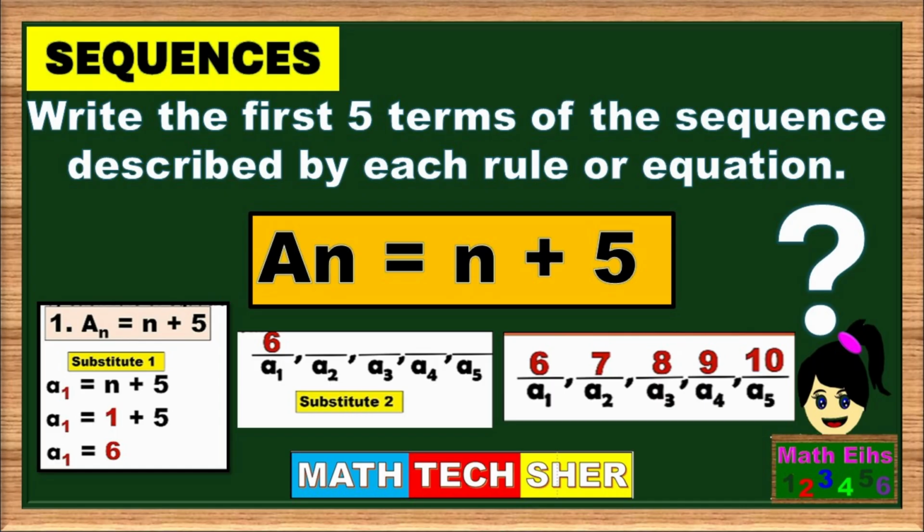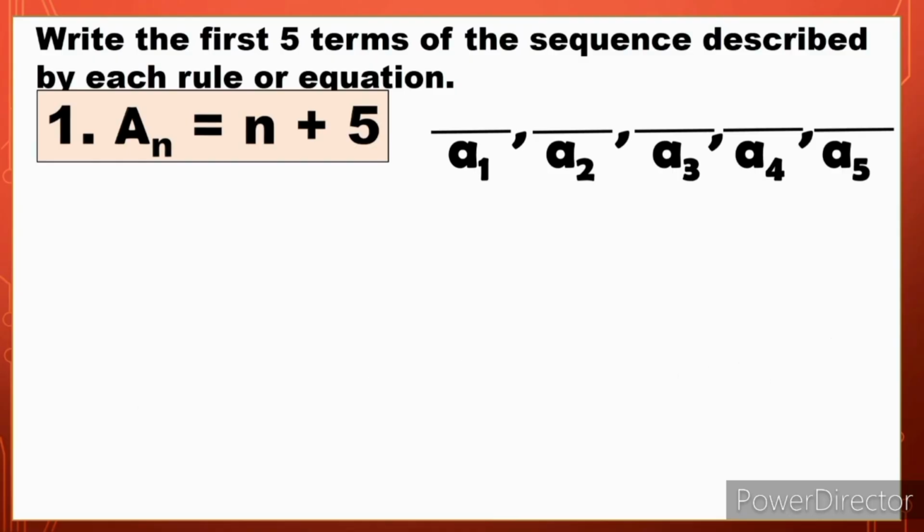Number 1, the given rule is a sub n equals n plus 5. Okay, and our objective is to write the first 5 terms of the sequence described by the rule. Okay, so we have a sub 1, a sub 2, a sub 3, a sub 4, a sub 5, meaning, dyan natin ilalagay ang 5 terms na makukuha natin.